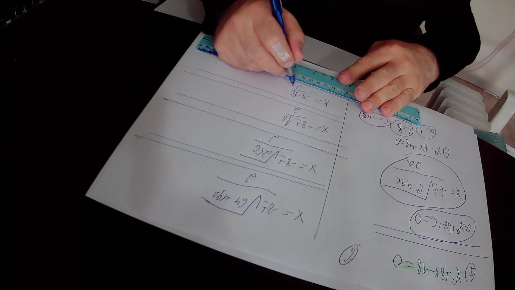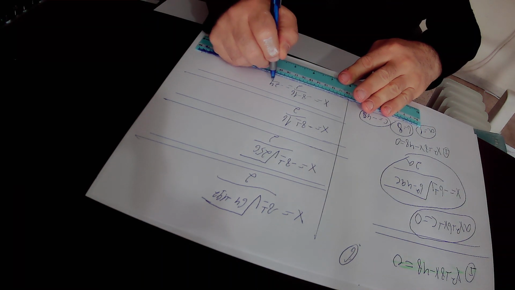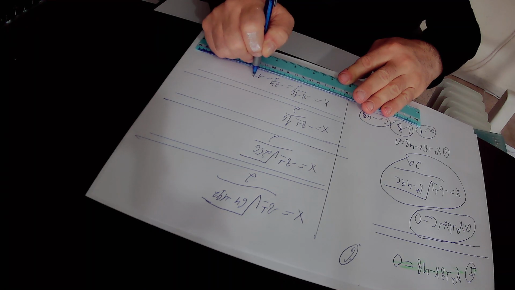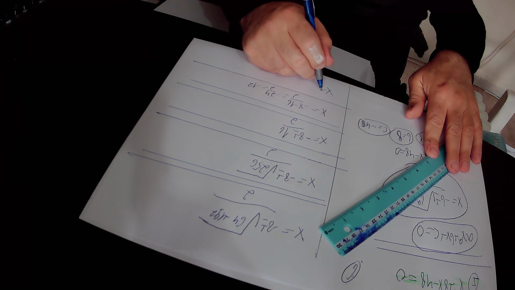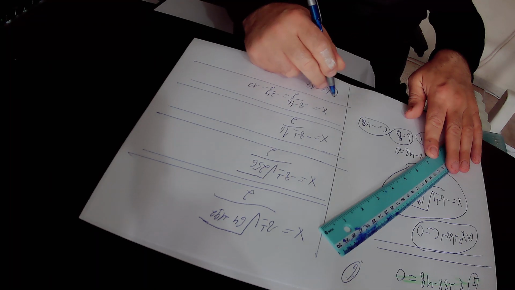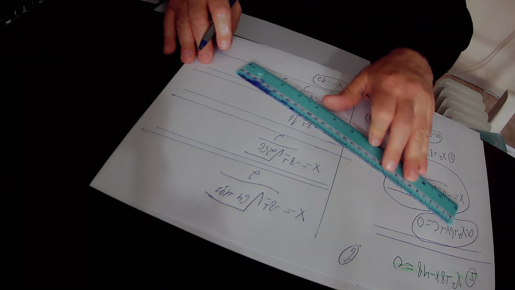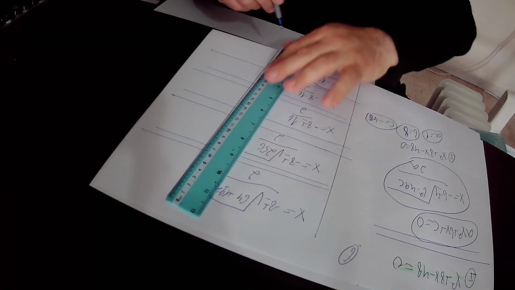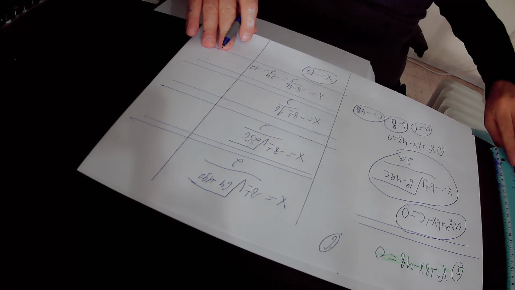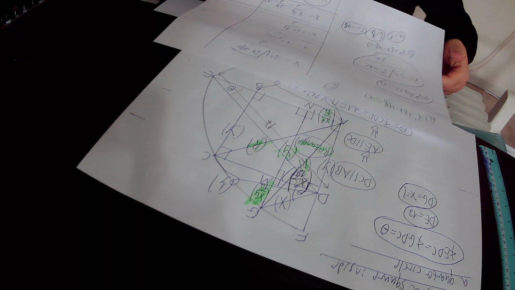Minus 8 minus 16 is minus 24, and minus 24 over 2 is minus 12. So according to the first solution, x equals minus 12. But actually x can never be equal to minus 12.